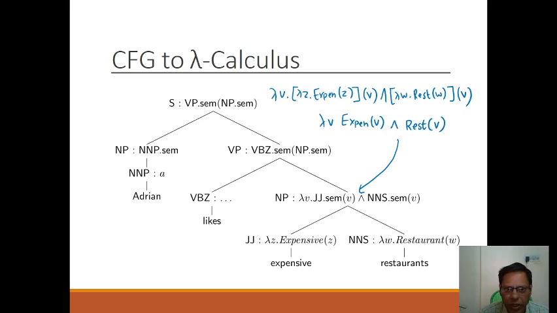Okay, here also the statement is the same, but it is giving more information about lambda v of lambda z, restaurants of z, for all lambda w and restaurant of w of v. Okay, so a statement is a combination of a verb phrase and a noun phrase; the statement is divided into a noun, verb form and verb phrase. Just now we have seen, here it is mentioning the statement and how it is divided and converted. Okay, how Adrian likes expensive restaurants.